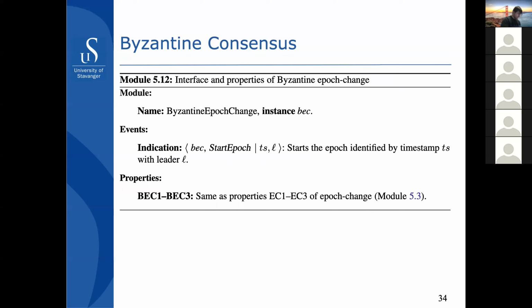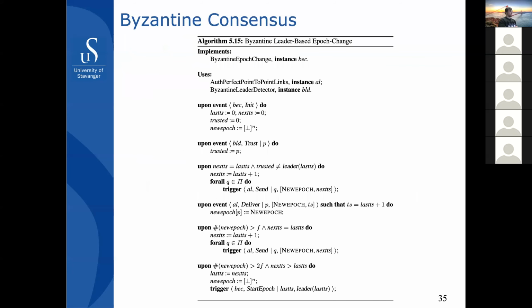Now we will see a concrete algorithm, and it's similar to the ones we saw with uniform consensus in the fail-noisy model, with the epoch change. Again we have the same type of algorithm, only now we are in the arbitrary fail model.